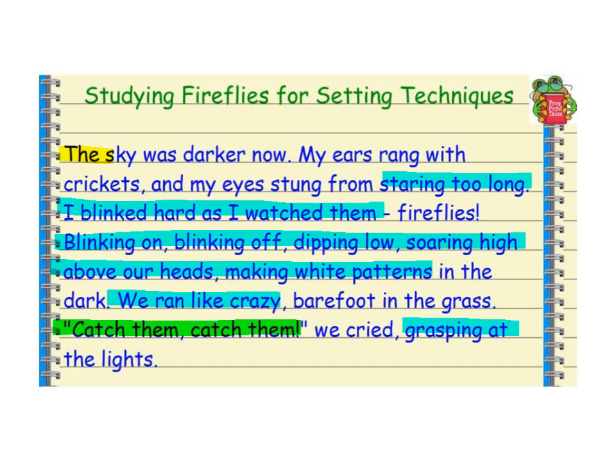The sky was darker now. That's the time. That's setting. The ears ringing with crickets, is that a setting description? Well, it could be, because you're explaining what your characters are hearing, but it's because of where they are. So I'm going to highlight it yellow. My eyes sting from staring too long. That is a feeling the character has, and that is not necessarily setting. So I'm just not going to highlight that.